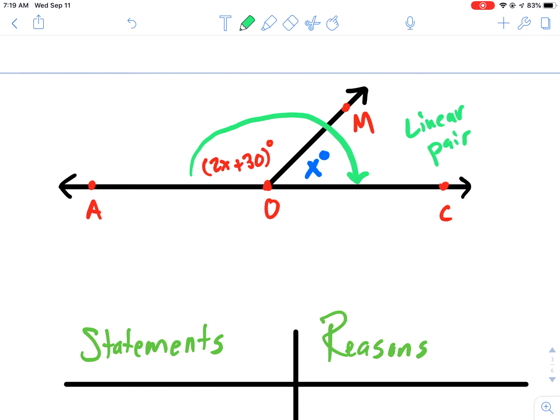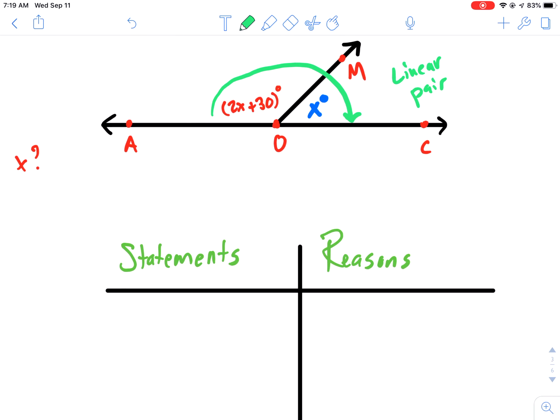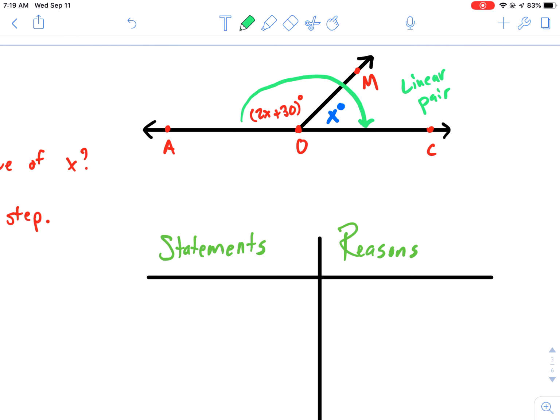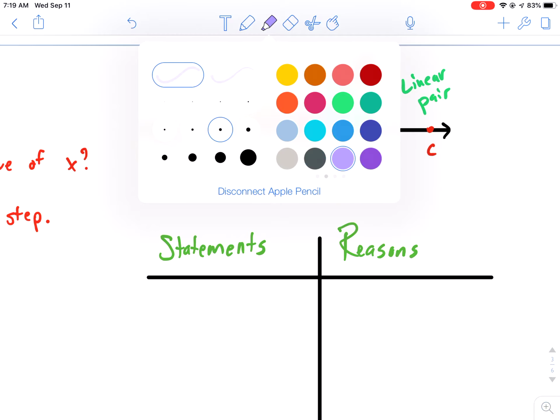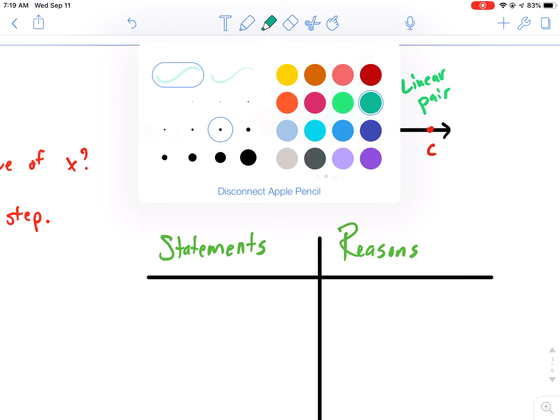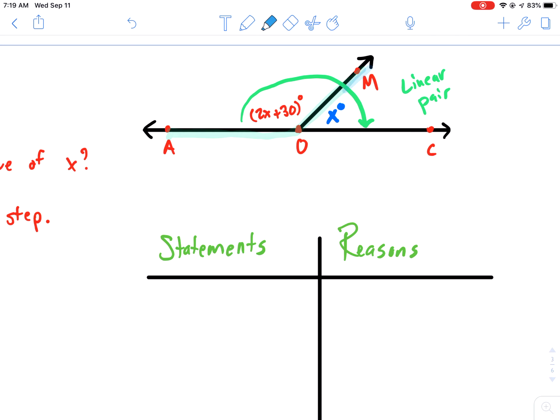That's our first step. That's what we see. We don't know the value of x, but we have some values for the angles. Now let's make this a green angle, or close enough to green, and we're going to make this a blue angle, just to show that it's a little bit different. This will be easier for us when we are labeling.